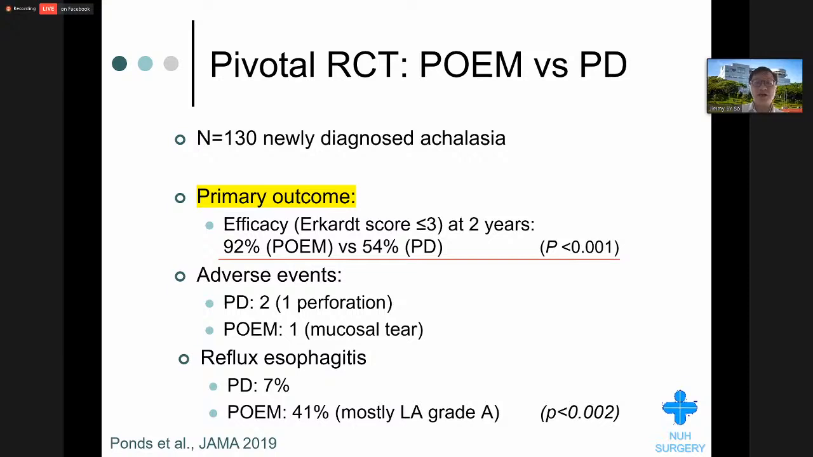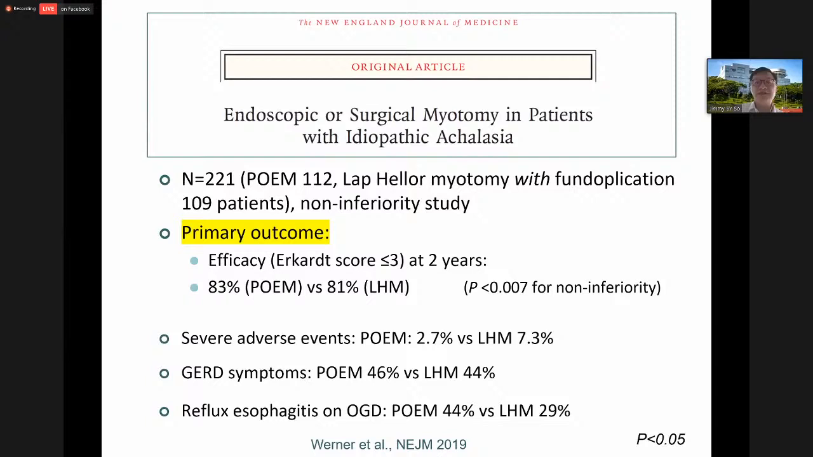And this study showed that POEM is more effective compared to pneumatic dilatations. The next study is also a very recent study comparing endoscopic POEM versus surgical myotomy. This study randomized 221 patients, 112 to POEM and 109 to laparoscopic Heller myotomy with fundoplication, which is the gold standard treatment for achalasia.